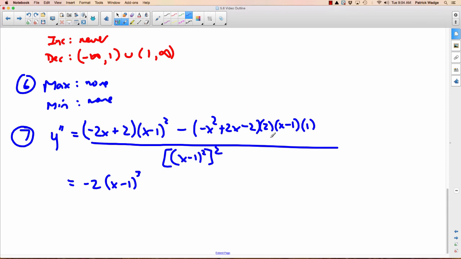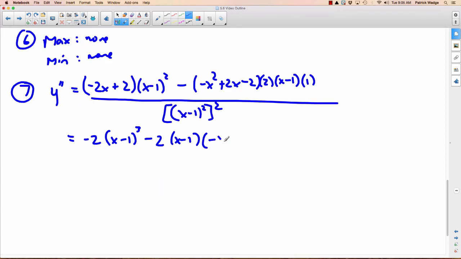Okay, then I have 2 times 1 is 2, so I have minus 2 times x minus 1, and then I'll rewrite all this, negative x squared plus 2x minus 2, and that's all over x minus 1 to the 4th.